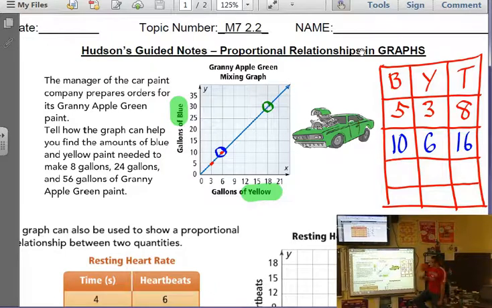So, Julian, how many gallons of blue there? 30. So if I relate that to my previous, what happened between my blue line here and my green line? Times 3. So I can infer that my yellow would have to be 18. And when I check it on my graph, it is. And my total there would then be 48 gallons. And that would paint a few cars, I would think.